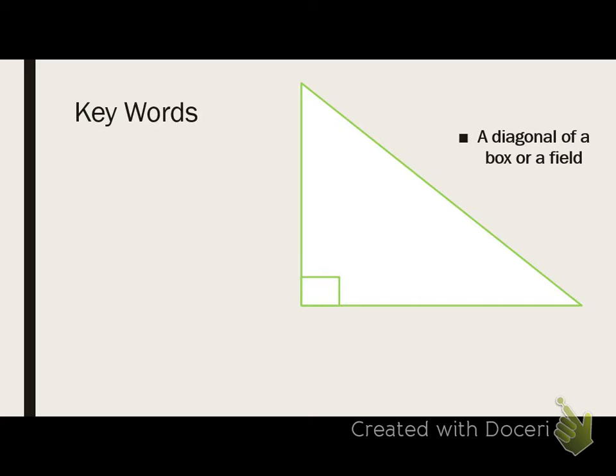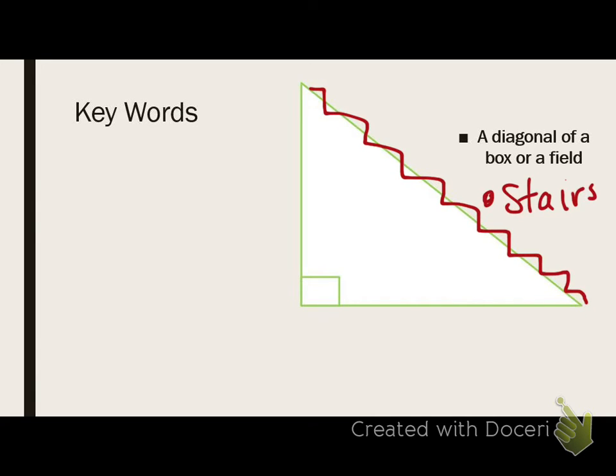Or even the diagonal of a TV. Did you know that your TVs were measured by their diagonal? So when it says 60-inch TV, it's from one edge to the other diagonal, 60 inches. I do want you to write in one more that is not on this list, and it's stairs. So you're going to write in the word stairs. So if it said the length of the stairs, that would be your hypotenuse.